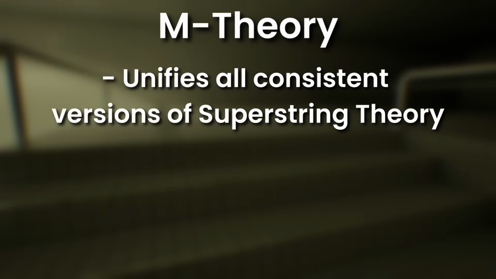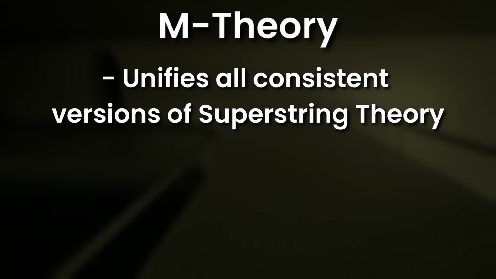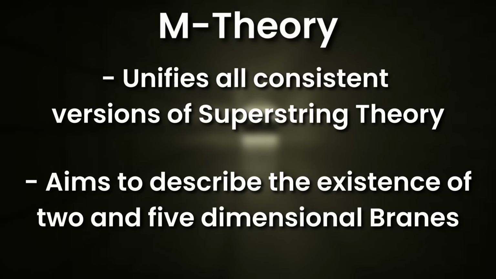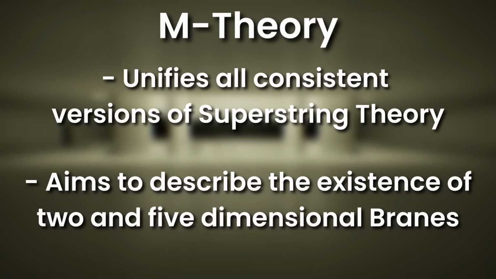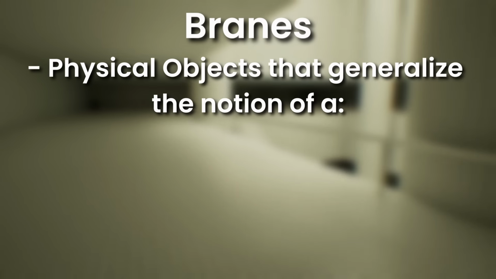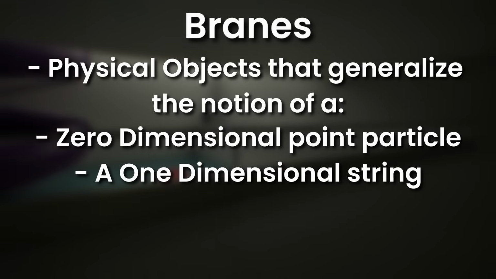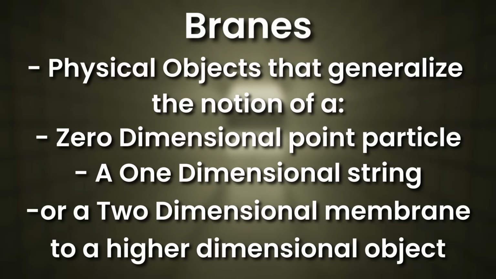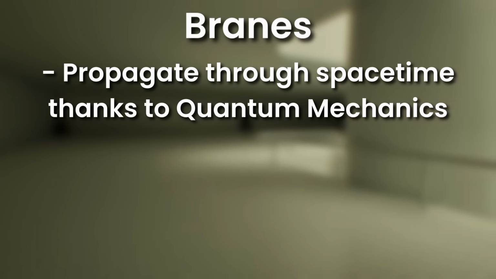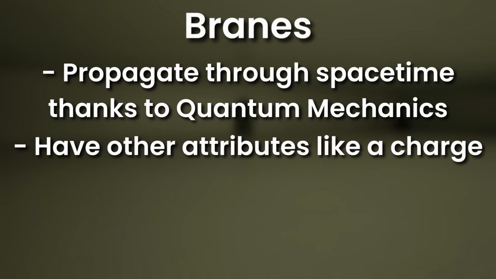Earlier, I mentioned the concepts that I believe the narrative utilizes to explain the complex. We already went over projective geometry, so let's talk about M-theory. M-theory is not just a theory that unifies all consistent versions of superstring theory, it also aims to describe the existence of 2- and 5-dimensional branes. And that's not brain as in the chunk of meat chilling in your head, I mean branes. These are physical objects that generalize the notion of a 0-dimensional point particle, a 1-dimensional string, or a 2-dimensional membrane to a higher dimensional object. They also propagate through space-time thanks to quantum mechanics and having other attributes such as a charge.